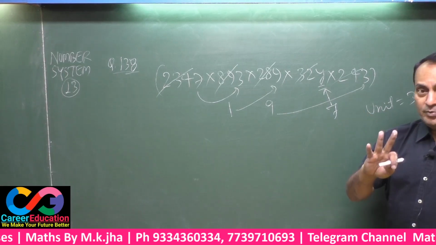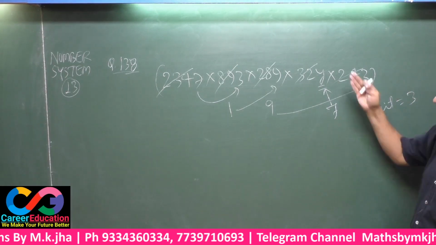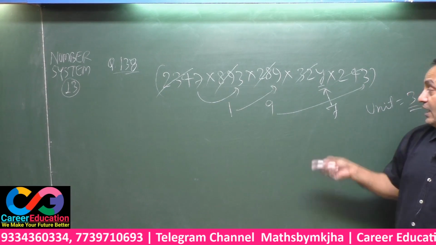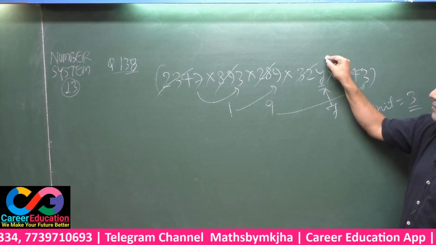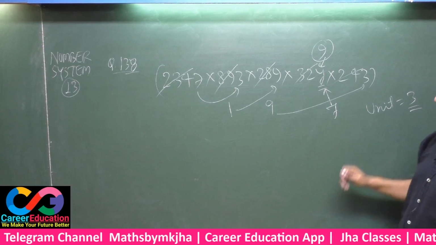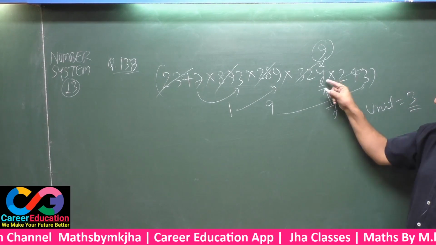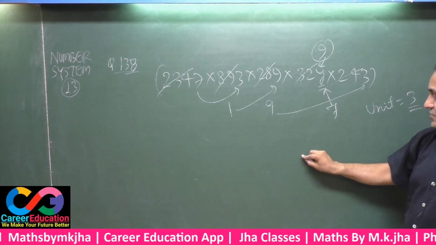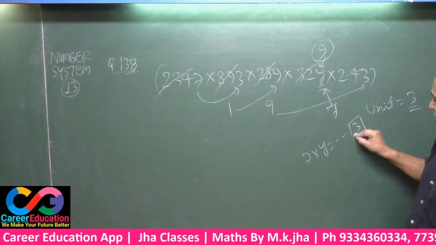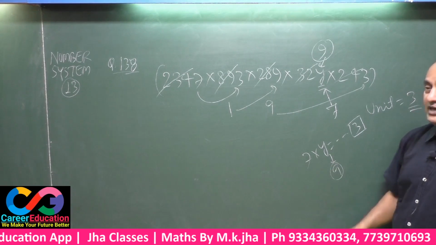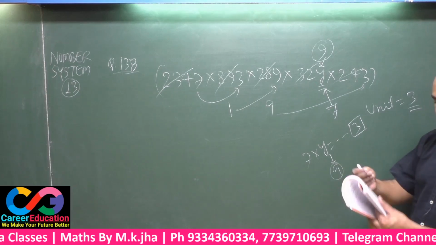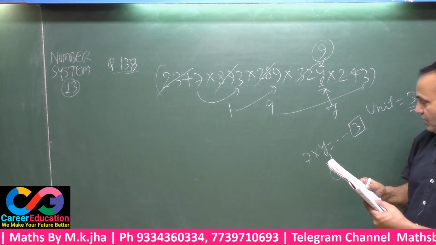Then listen to me very carefully. Then 7 into y must equal 3 at the unit place. That means 7 into 9 must be here. 9 sevens are 63 and the unit may be 3. That means if y is 9 here, then 7 into y has unit 3. So here should be 9. 7 nines are 63 and you get unit 3. That means y must be only 9.